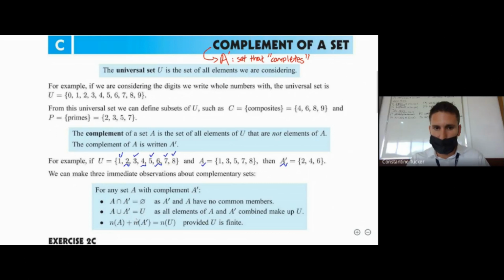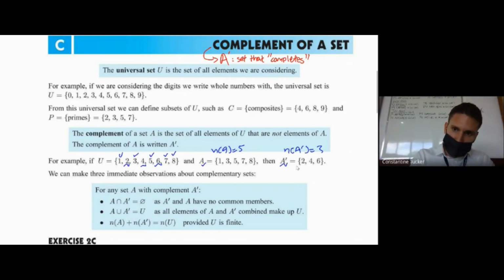Another thing to keep in mind. And then finally, if you add the number of elements, remember this means number of elements inside that set. N stands for number. So number of elements in A plus number of elements in A dash, which means number of elements outside A. If you add these up, you get the number of elements in the original set, in the OG set. So here you've got 1, 2, 3, 4, 5 here. You see we've got N of A is equal to 5 in this case. And the number of elements in A dash, in the complement of A, is 3.